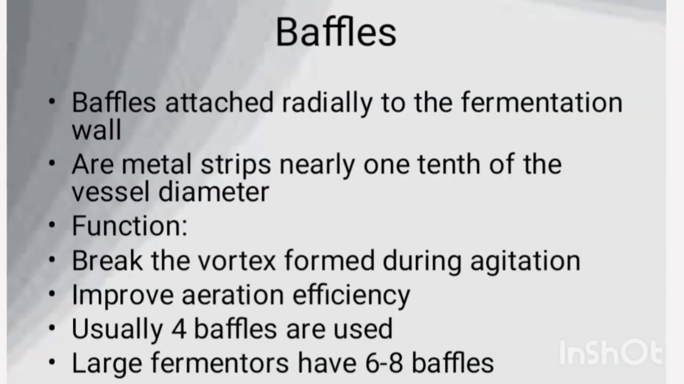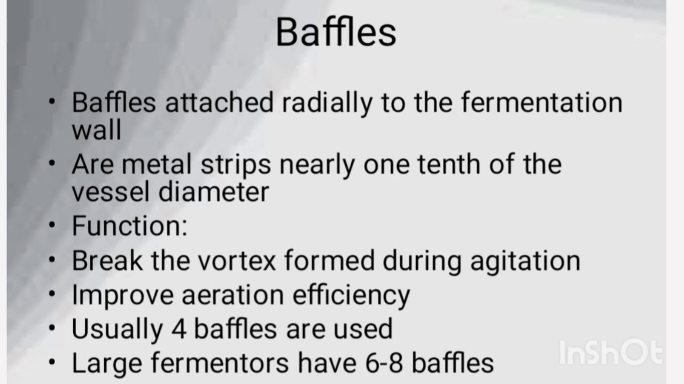Next, we can move to the baffles. Basically, baffles prevent the counter flow of the medium and the formation of air bubbles. It improves the aeration efficacy. Baffles are metal strips nearly 1/10 of the vessel diameter and attached radially to the fermenter wall.